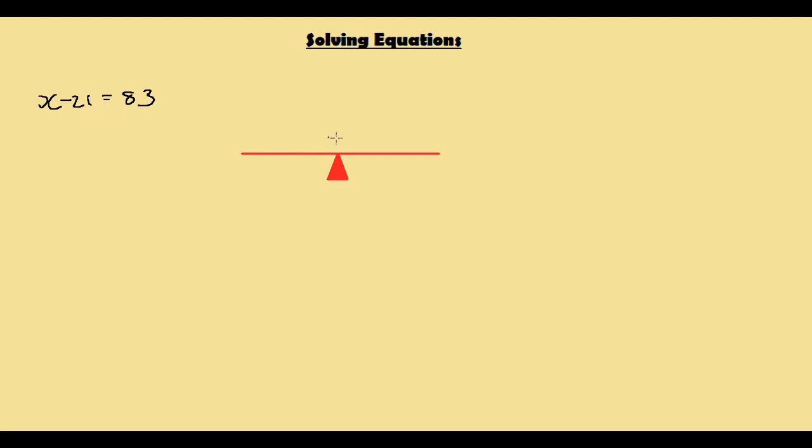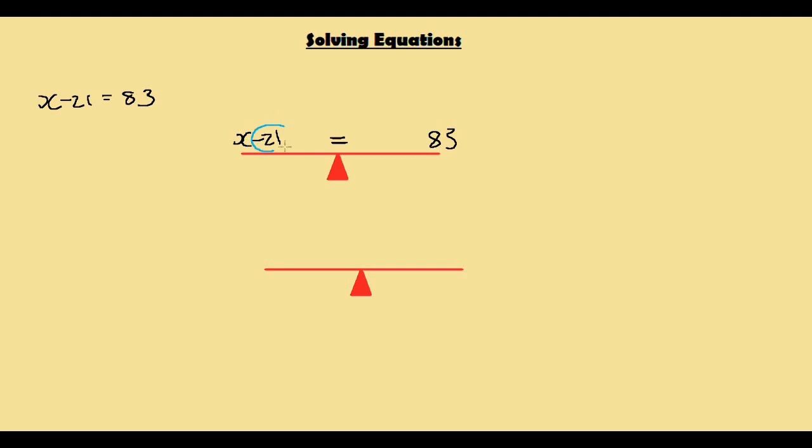Remember, we've got this equal sign that goes in the middle, and we're saying that x take away 21 equals 83. X take away 21 equals 83. Ask yourself the question, what am I trying to achieve? I'm just going to put that second row here. What am I trying to achieve? Well, we're trying to achieve x on its own.